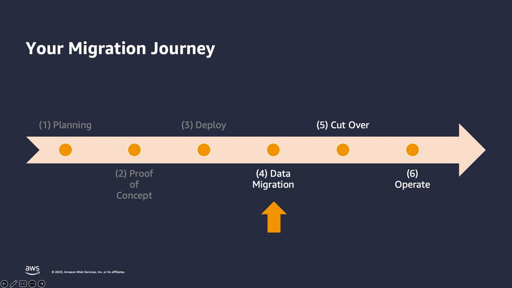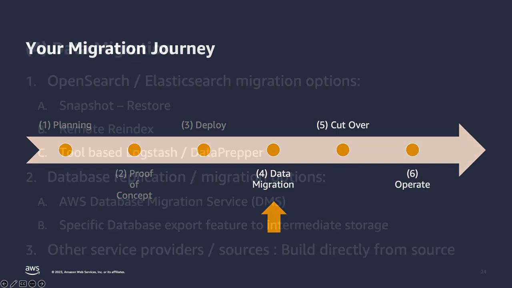The next phase, which is one of the critical phases in your migration journey, will be data migration. Based on the inputs and the activities of the first three phases, you will have enough knowledge to do the data migration, because we have different options for you to perform data migration from your current or old cluster or data store into Amazon OpenSearch Service.